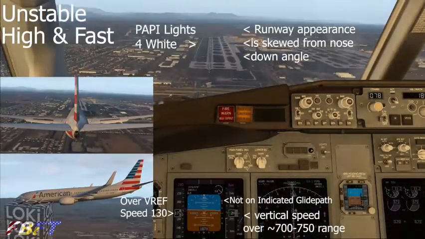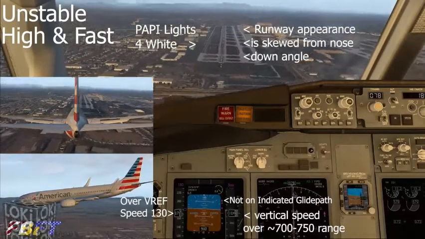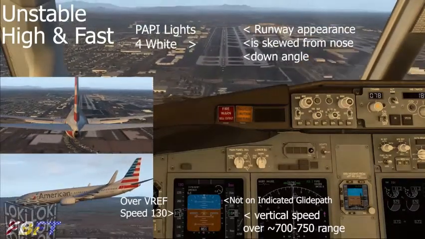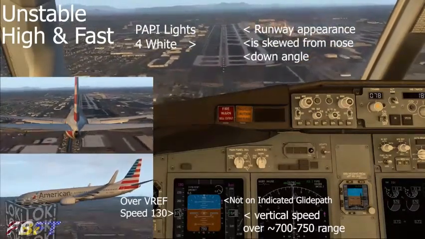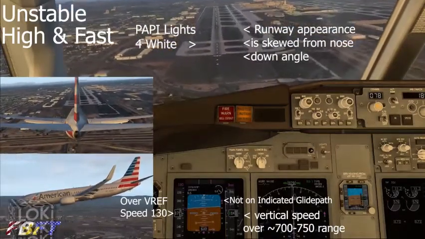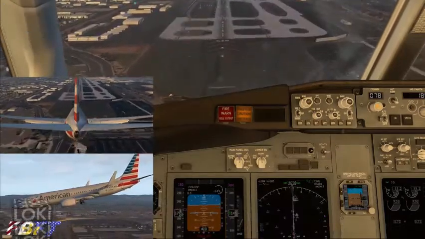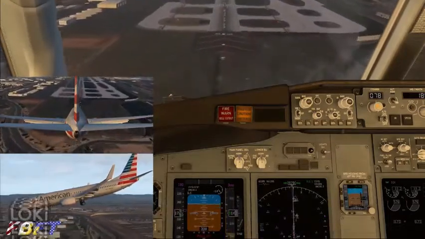Before we see a decent approach, let's look at some common disasters. This is the way I usually started out back when I first started flight simming. Quite high, quite fast. You notice we're way over the VREF speed. You can see the ILS is indicating wrong. The vertical speed is over twice what it should be. We've got all these warnings.